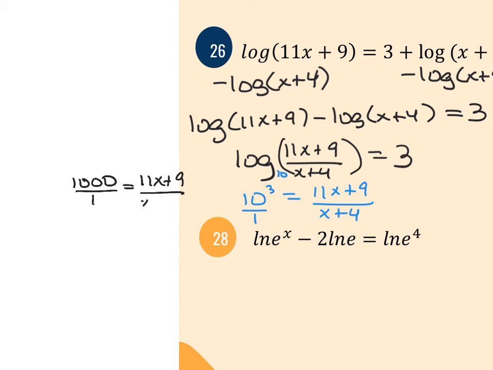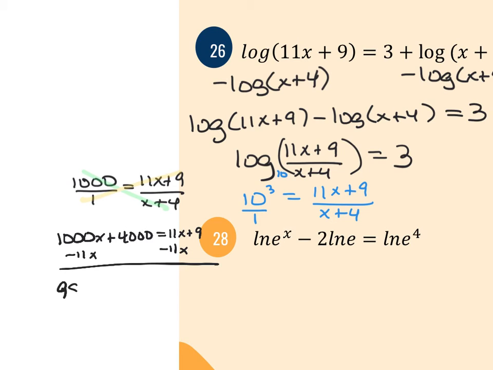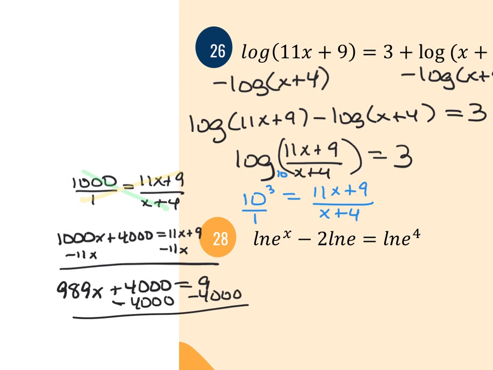And now I'm going to cross multiply. So I'm going to multiply the 1,000 times the x plus 4, and then the 11x plus 9 times 1. So I'm going to go ahead and cross multiply here, and I end up with 1,000x plus 4,000 is equal to 11x plus 9. I need to move my x's together, and I get 989x plus 4,000 equals 9. Then I need to move the 4,000 to the other side. X is on one side, numbers on the other.